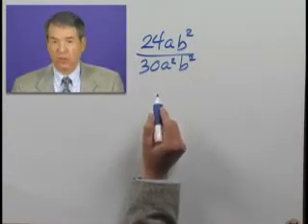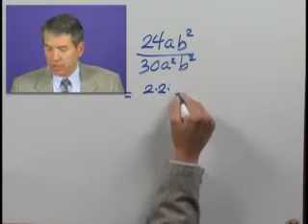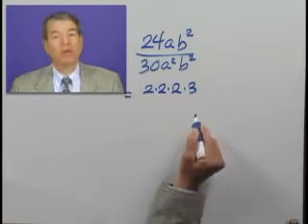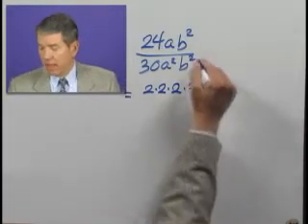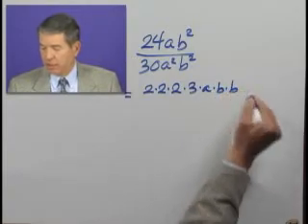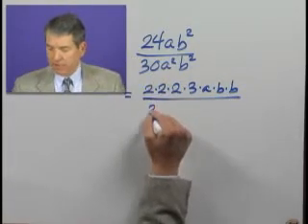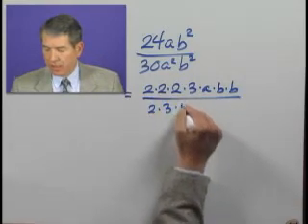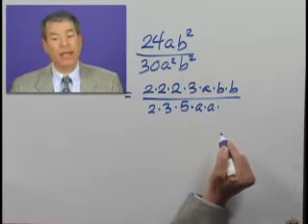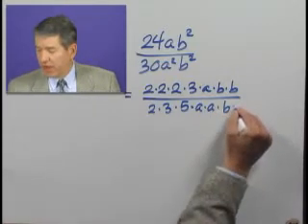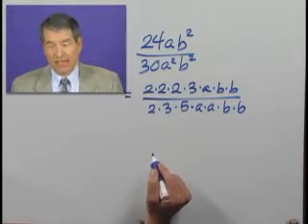24 is 2 times 2 times 3. We have an A factor, and the B squared is 2 B factors. The 30 is 2 times 3 times 5. We have 2 factors of A, and we have 2 factors of B. Now that's written out in detail.